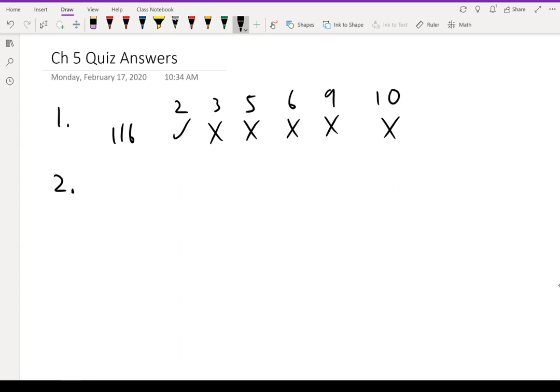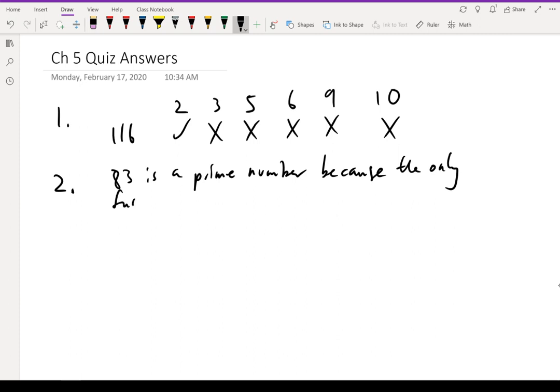Question 2. It says, is the number 83 prime or composite? Explain your reasoning. 83 is a prime number because the only factors of 83 are 1 and 83. There are no other factors of 83.